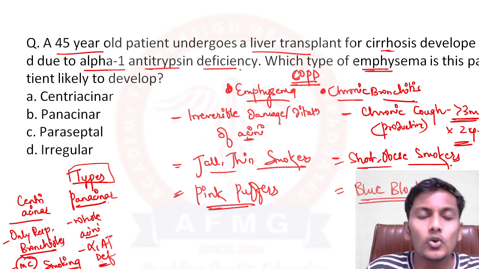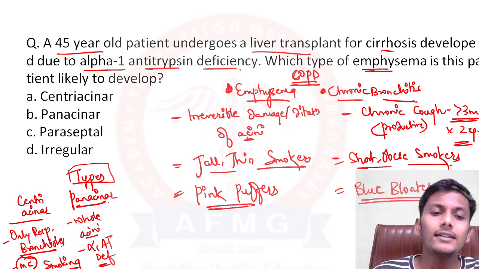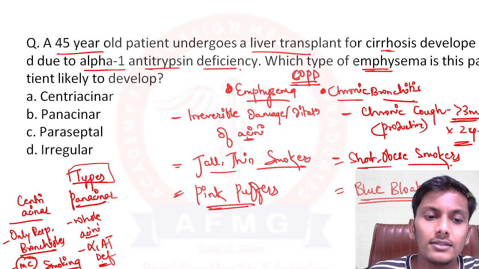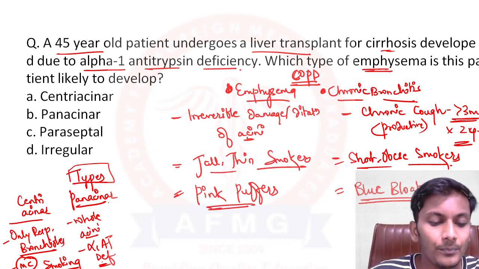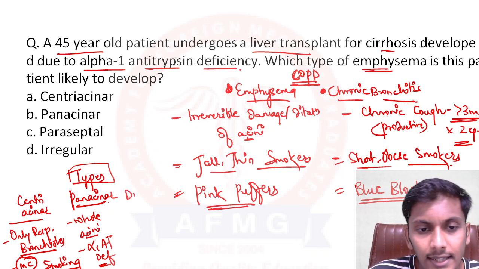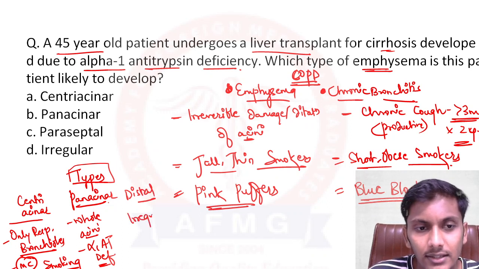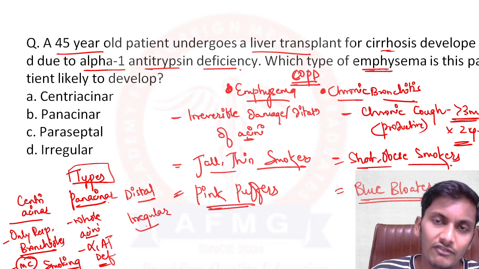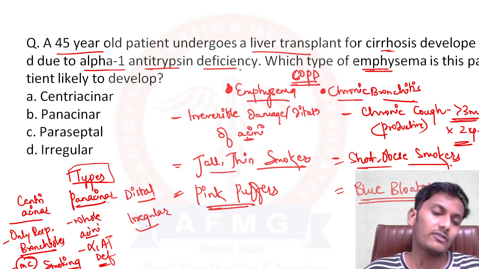So please remember, the most common type of emphysema seen in cases of alpha-1 antitrypsin deficiency is your Panacinar emphysema, whereas the other types are your distal emphysema, where only the alveoli would be affected, irregular emphysema, and paraseptal emphysema. These are your different types of emphysema.